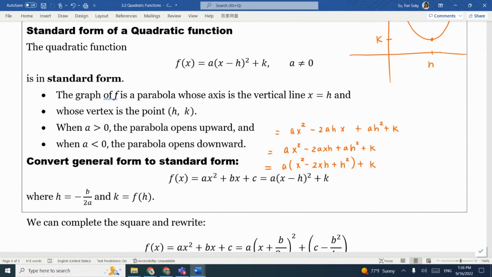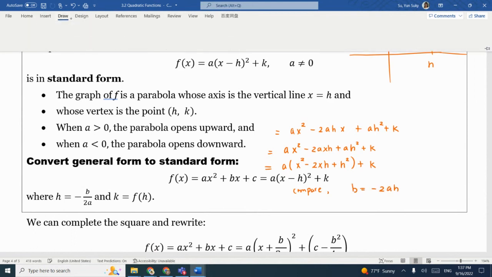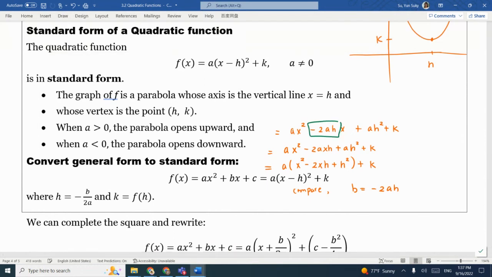Do you see the first term, ax squared, is ax squared, right? And then the second term. Look at this: it has the x in here, and the coefficient of x is b, but the coefficient of x here is negative 2ah, right? So by comparing, we get b equals negative 2ah. Yes? This is the coefficient of x. That's the b. So b is negative 2ah. Is that okay, everybody?